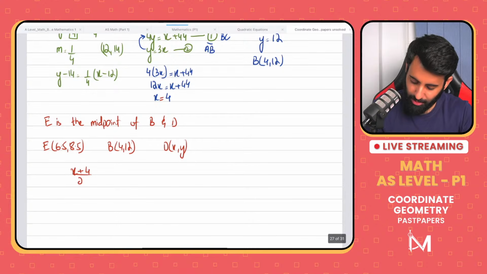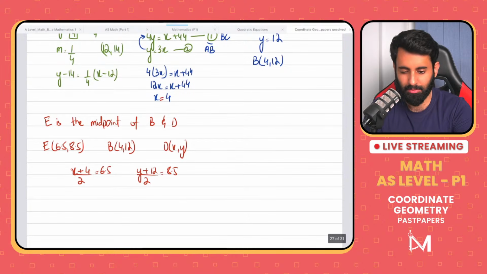So x plus 4 upon 2 equals 6.5. y plus 12 upon 2 equals 8.5. Okay, I'll do that later on.